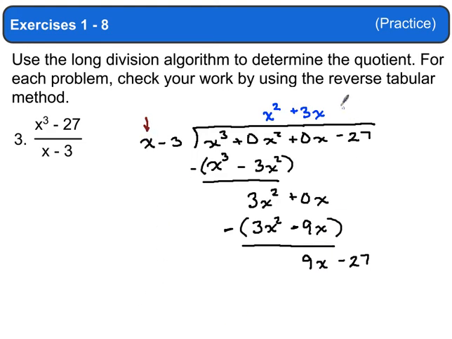X goes in the 9x 9 times. So we should get a 9x here, and then a minus 27. Close the parentheses, subtract, we get 0, and that helps confirm that it is correct.